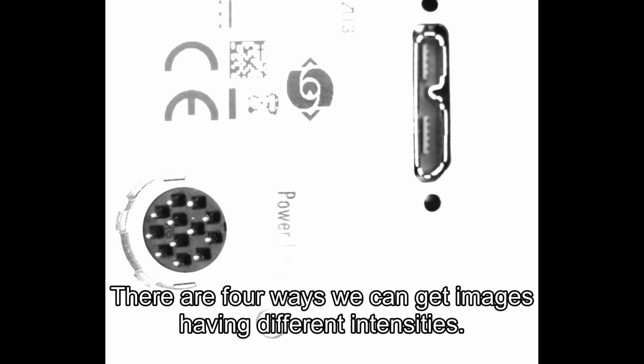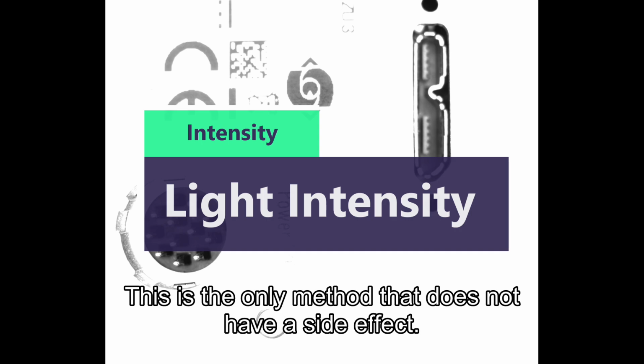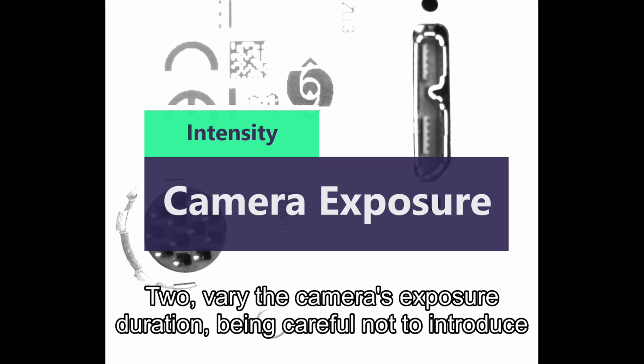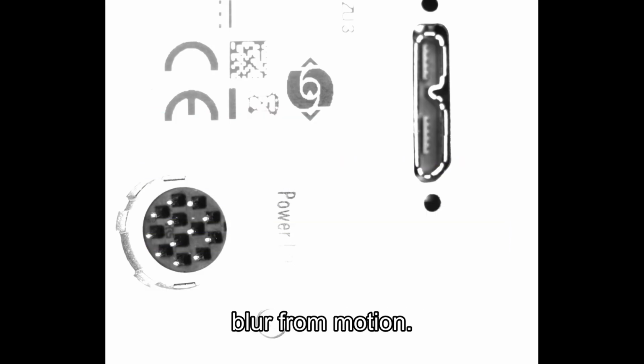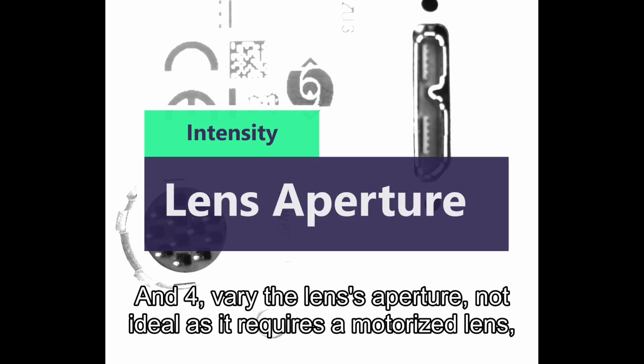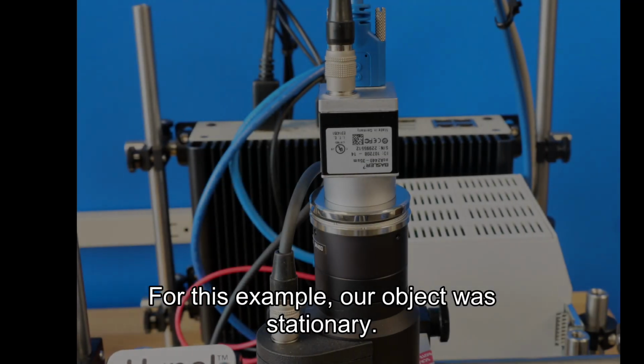There are 4 ways we can get images having different intensities. 1. Vary the light intensity for each image. This is the only method that does not have a side effect. 2. Vary the camera's exposure duration, being careful not to introduce blur from motion. 3. Vary the camera's gain setting, not ideal as higher gain increases image noise. And 4. Vary the lens's aperture, not ideal as it requires a motorized lens, changes the depth of field, and can affect image quality. For this example, our object was stationary.